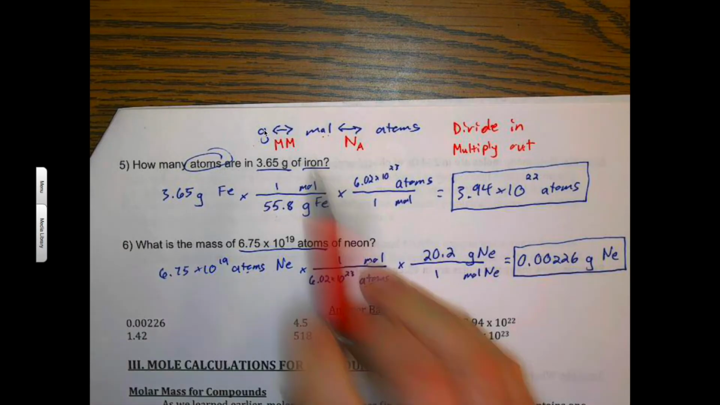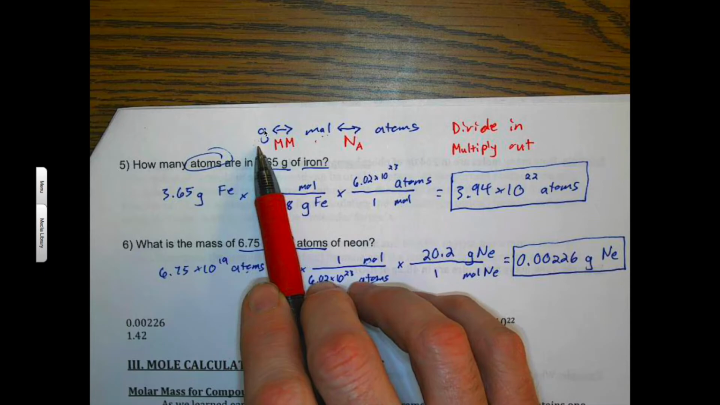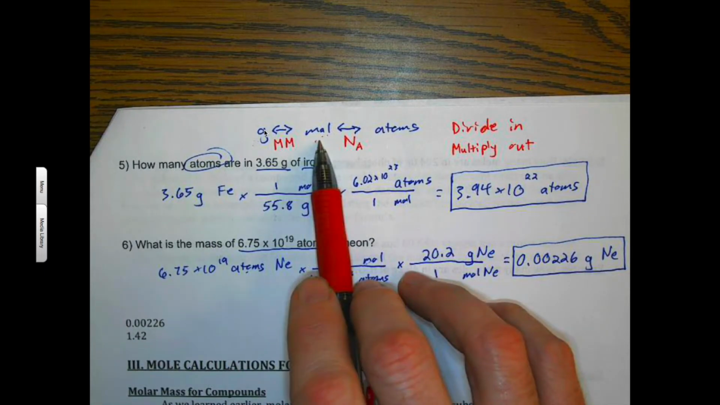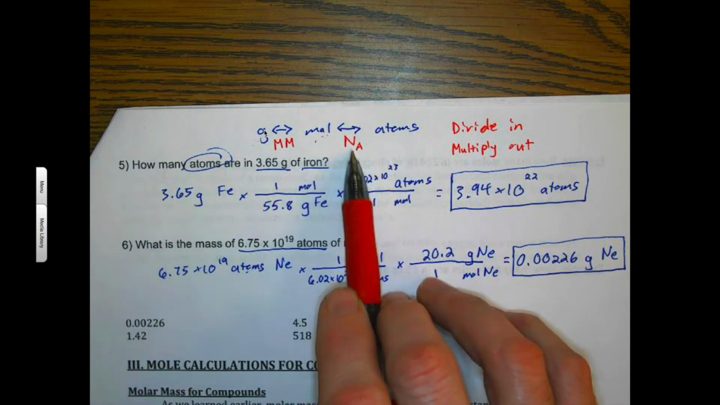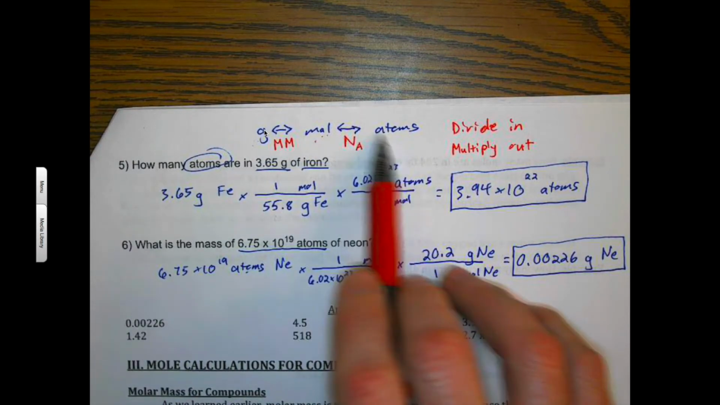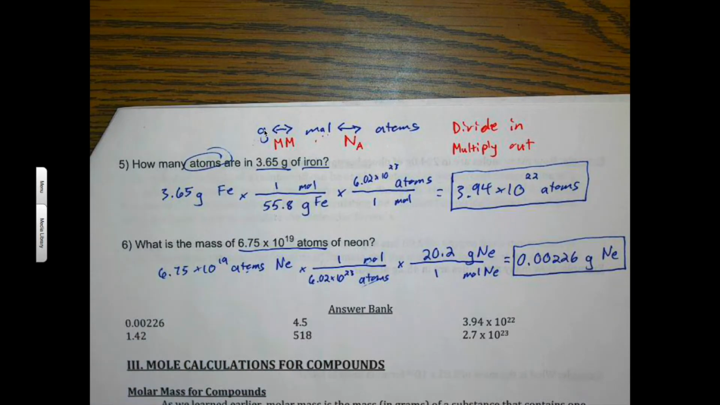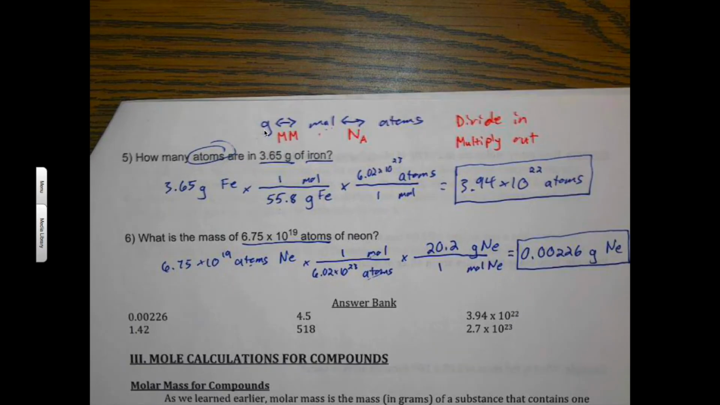So to go from moles to grams, you are going to multiply by the molar mass. Or to go from moles to atoms, you are going to multiply by Avogadro's number. To go from atoms to moles, you are going to divide by Avogadro's number. Okay, that is a quick trick. It's not something you should use as a crutch, but it is a cool trick.